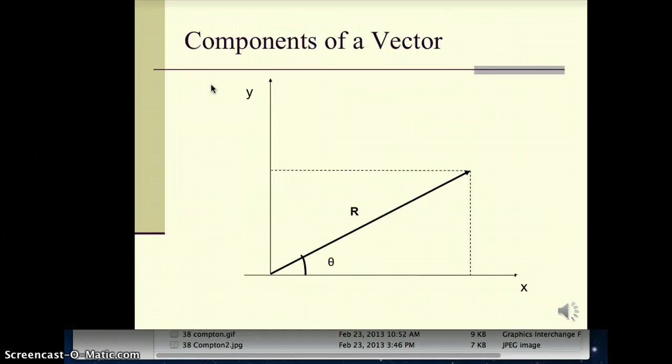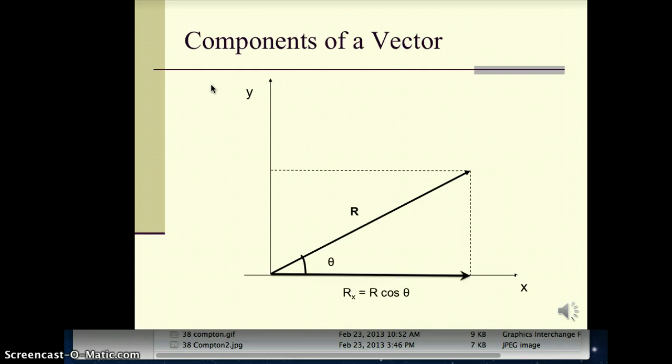Here we have a vector r, and it's shown on the xy plane. It has a length as shown on the chart, and it's oriented at an angle theta with respect to the x axis. The dotted lines show the projections of the vector down to the x and over to the y axis. Now the question is, what is the length of the x component, or the length of the x projection?